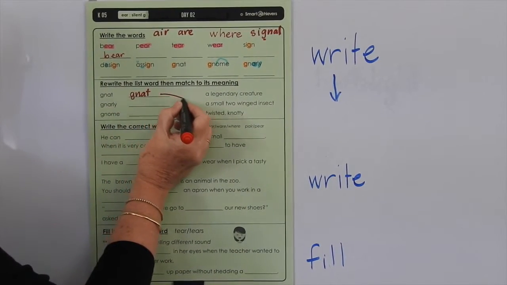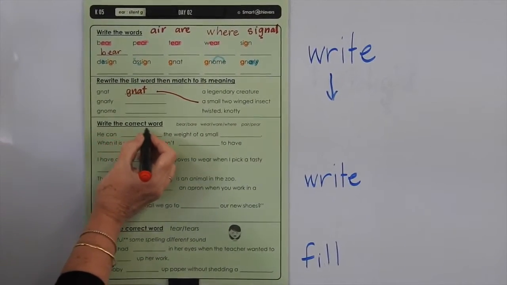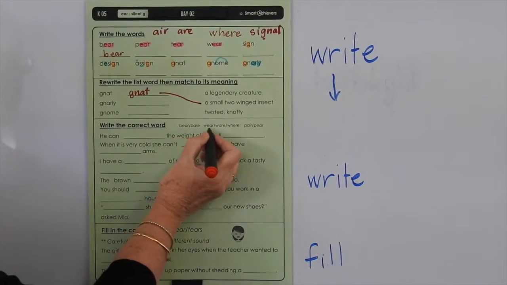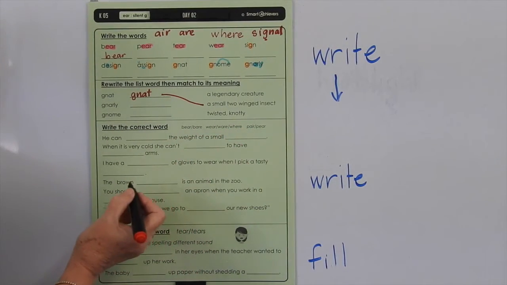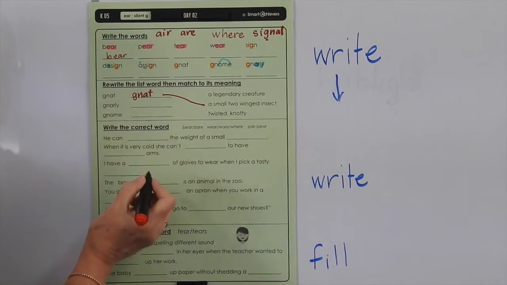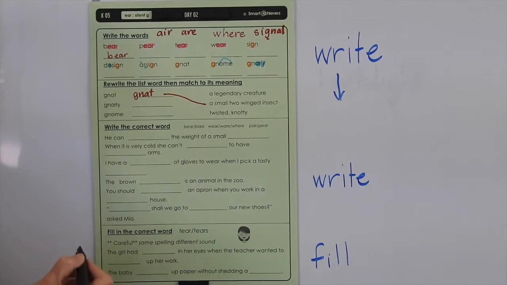So a gnat is a small two-winged insect, yes. Write the correct words down here. So you've got bear, where, and pear. So we've already discussed what they all mean. So you can read those sentences and fill in the correct word.